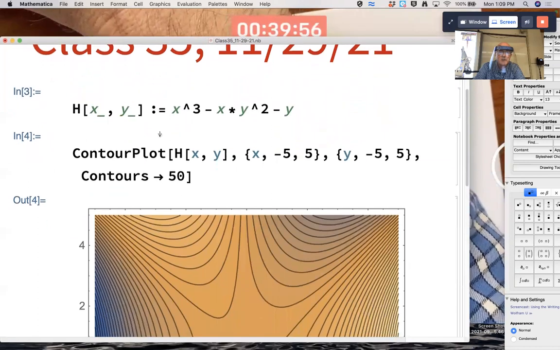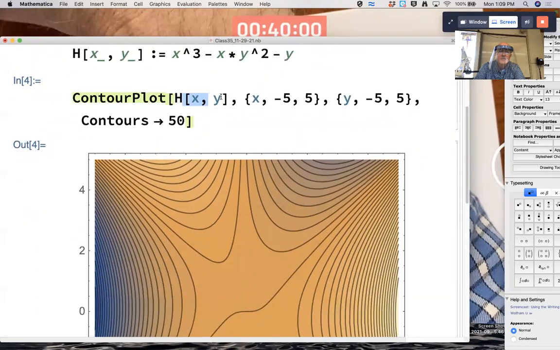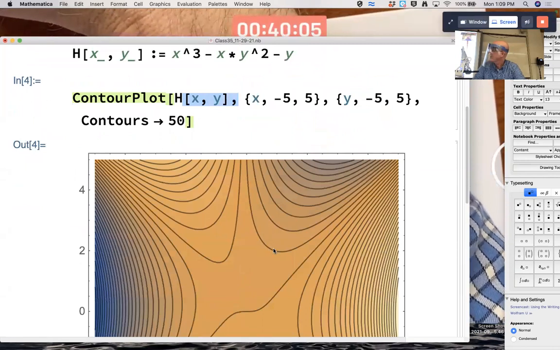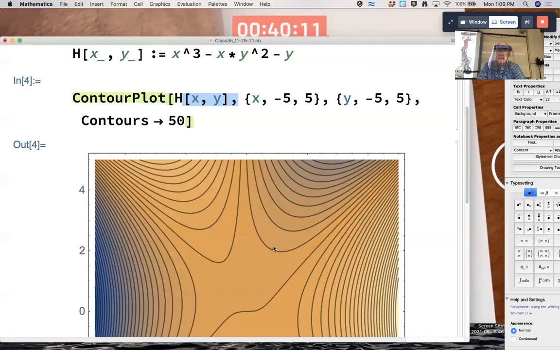These are curves in the plane along which this function h is constant. So for example, along this curve, and if the number is big enough for you to see, it says negative 4.9 there. Along this curve, the outputs of the function are negative 4.9 at any point along this curve. At any point along this curve, the outputs are negative 9.8. At any point along this curve, the outputs are positive 9.8. Positive 14.7, positive 19.6.